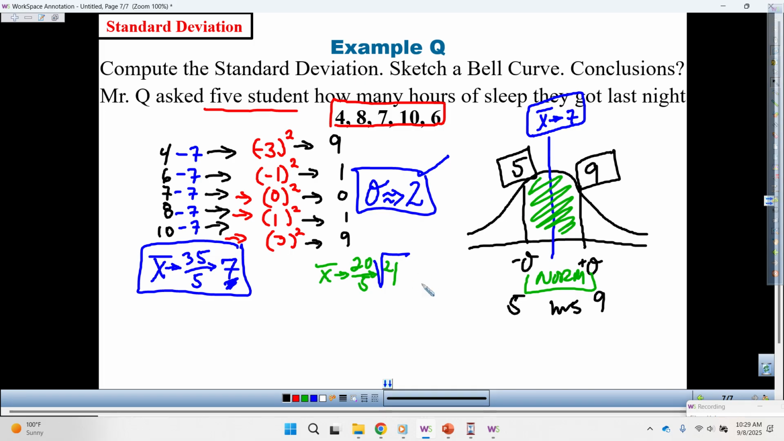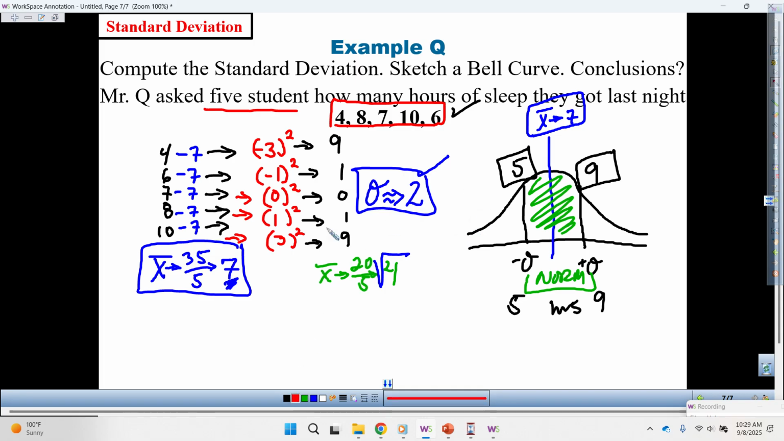All right, here it goes. Look up to the screen. If we said that the norm or normal sleep was from 5 to 9 hours, and these are the numbers that were given by the students, what would you report back to Mr. Q? What would you report back? Who saw that there's 3 students that are within the normal sleep? Hands if you see that.